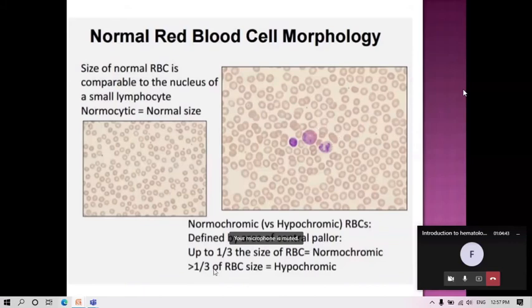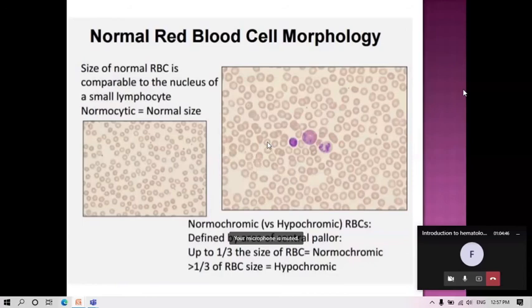But if the central pallor increases, you can see that in the center there is a pallor. If it increases to more than 1/3 of the RBC size, that is hypochromia. So the morphology categories of anemia are microcytic hypochromic. Here you can see this is the small lymphocyte, and this cell is smaller in size. Here you can see that there is more than 1/3 hypochromia.